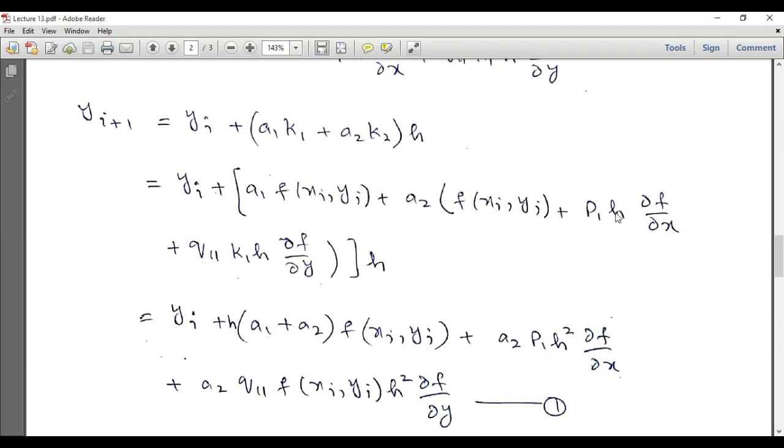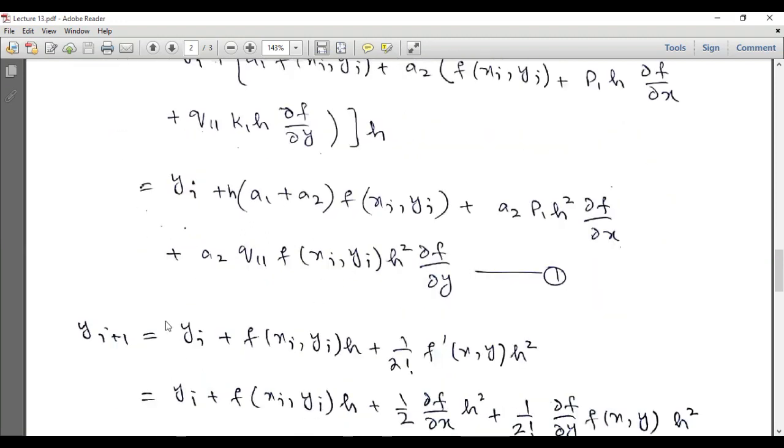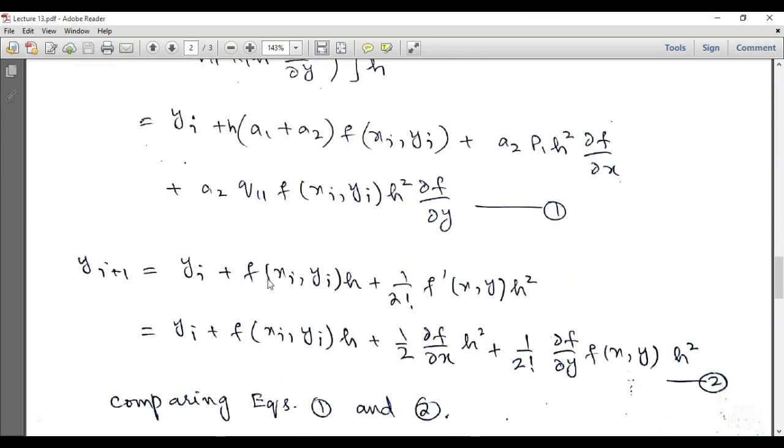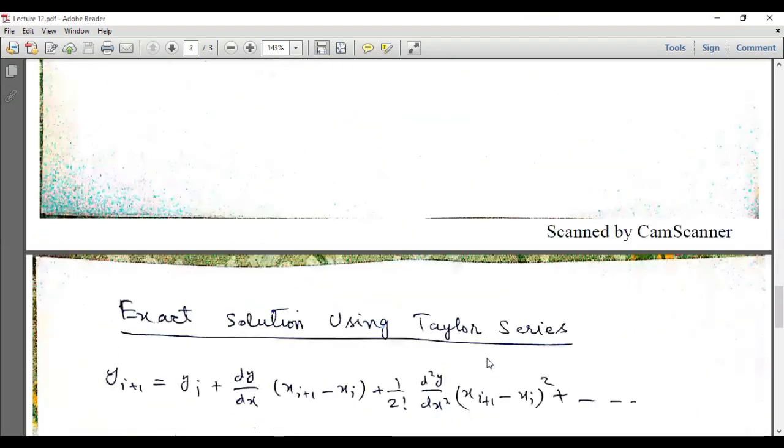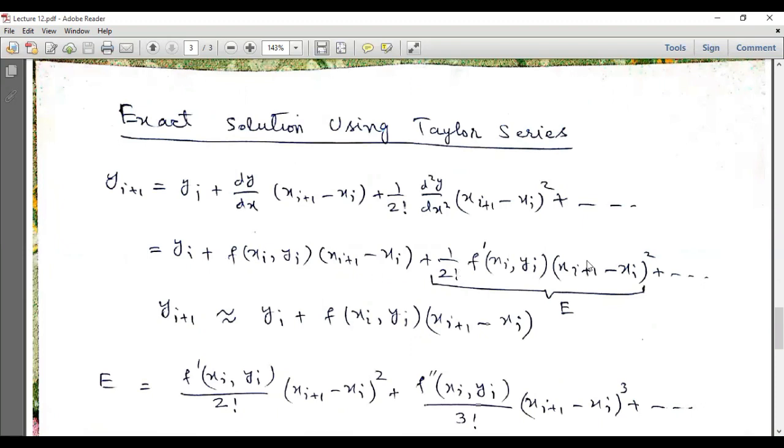So it will be a2 p1 h square partial f over partial x. Similarly, this term will be a2 q11 h square partial f over partial y, and here we have k1, and k1 is equal to f of xi yi. So this is our whole expression of yi plus 1 according to the Runge-Kutta equations. And yi plus 1 in general is equal to yi plus f of xi yi h plus 1 by 2 factorial f derivative of x y at h square. These are the first three terms, and these first three terms were also seen over here.